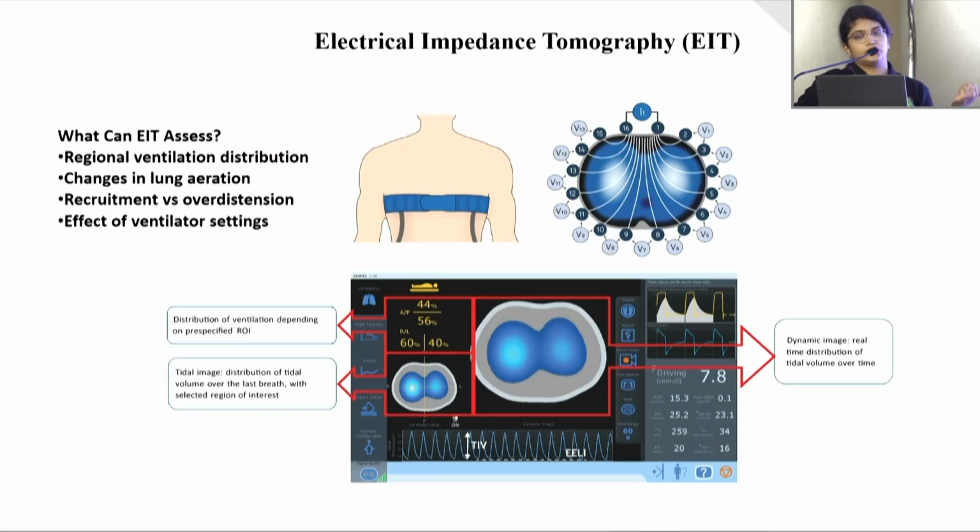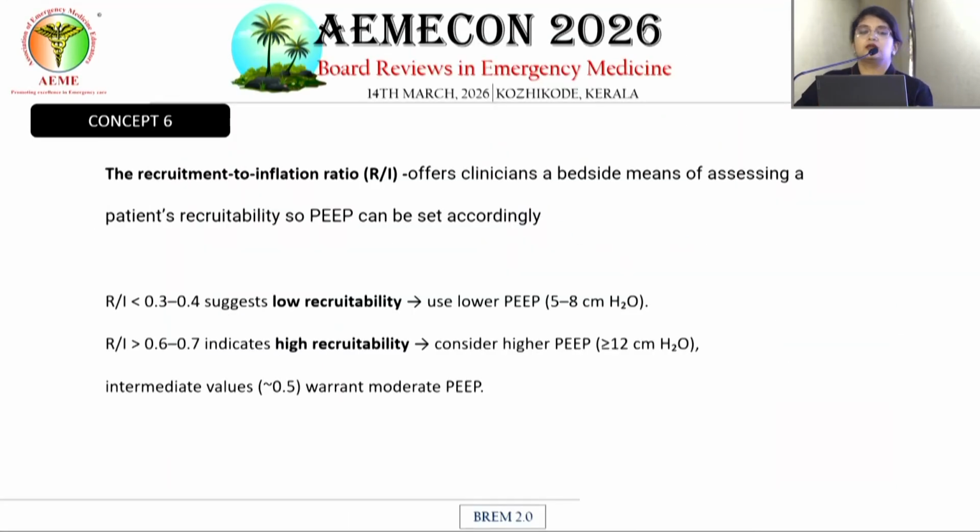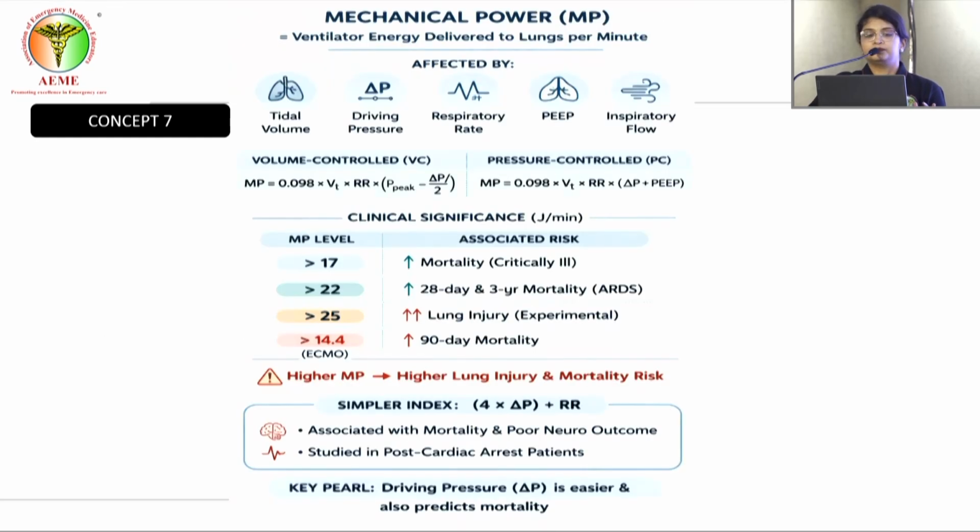There are new techniques called electrical impedance tomography, which is coming up. There are a lot of trials going on telling that this can be used as a bedside tool to assess regional ventilation distribution and changes in lung aeration. Then coming to concept 6, just know about it: the recruitment to inflation ratio, again a bedside measure to assess the patient's recruitability so that PEEP can be adjusted accordingly. If the RI ratio is more than 0.6 to 0.7, it indicates high recruitability. That means in such patients, I can consider higher PEEP as a ventilation strategy.